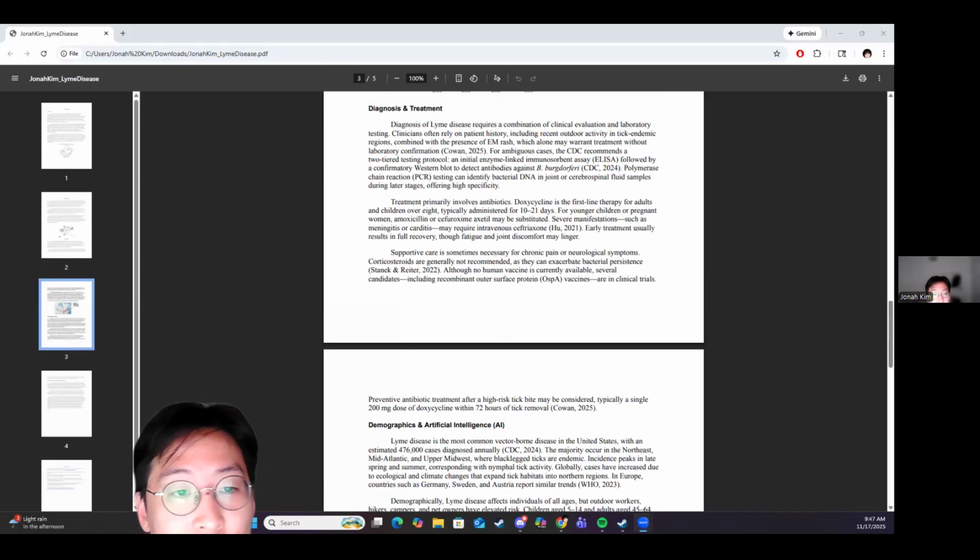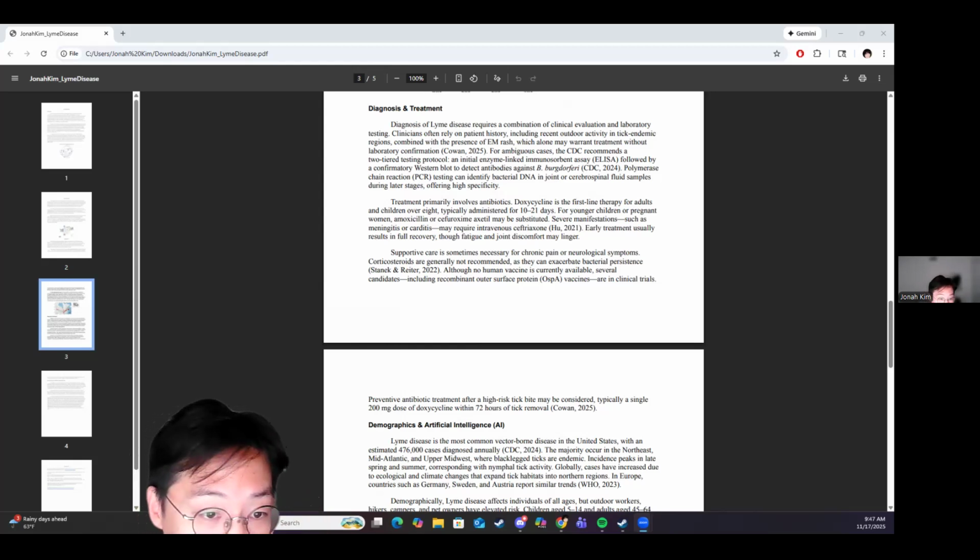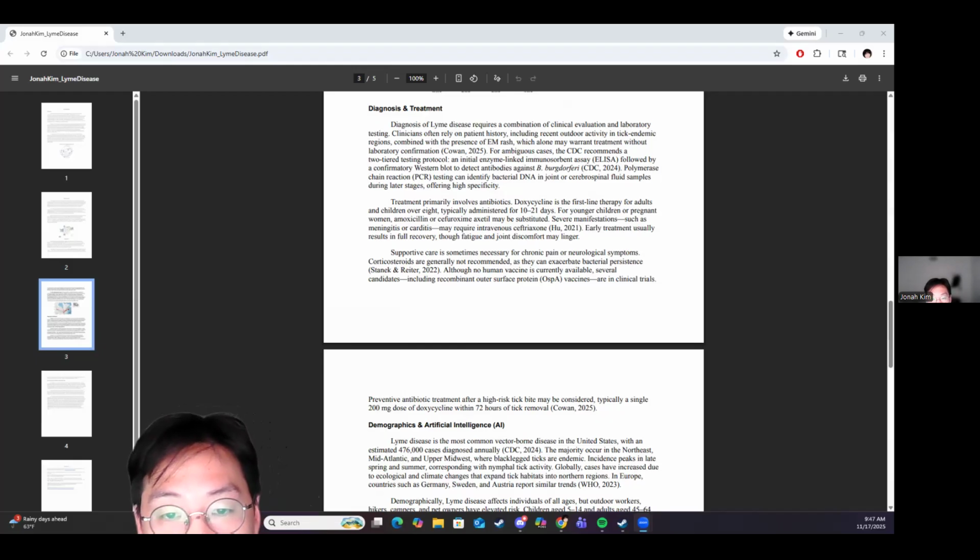For diagnosis and treatment, doctors usually diagnose Lyme disease based on symptoms, tick exposure history, and lab tests. The CDC recommends a two-step process, an ELISA test followed by a Western blot to confirm antibodies. Treatment typically involves antibiotics such as doxycycline, amoxicillin, and cefoxitin. More severe cases, like those affecting the brain or heart, may require intravenous ceftriaxone.